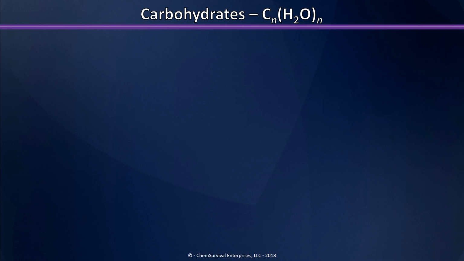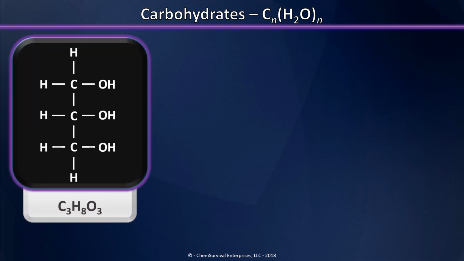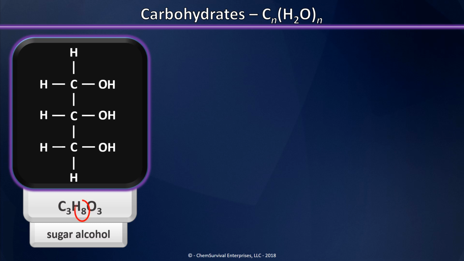Now, to begin our discussion of the structure of carbohydrates, I'm going to do something you might not expect. I'm going to show you a molecule that's not a carbohydrate. Here it is. This is a molecule called glycerin or glycerol. Glycerin is a sugar alcohol, not a carbohydrate, because its formula is C3H8O3. There are too many hydrogens in this molecule for it to meet the definition of carbohydrate. A carbohydrate of this size would be C3H6O3.